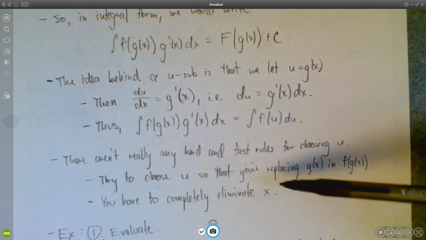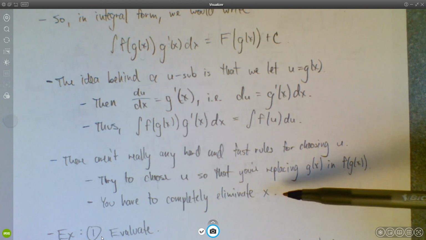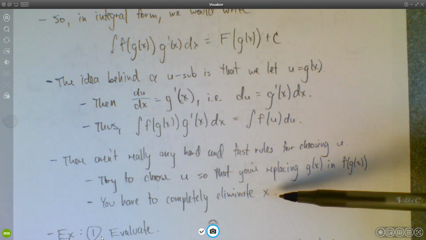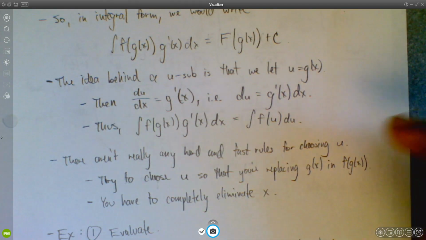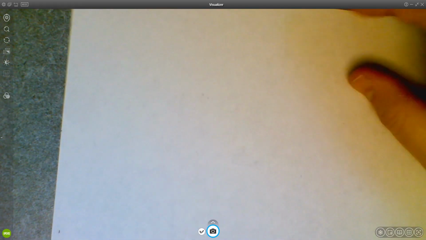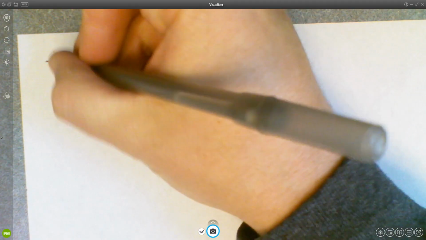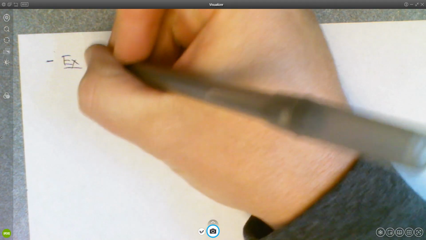Now, one thing to keep in mind, if you're going to use a u substitution, then we have to completely eliminate the x. Okay. So what I want to do is walk you through, I think I've got 12 examples. I've got 12 examples of this because it's just something that takes some practice and some experience. So let's get to it. Let's walk through several examples.